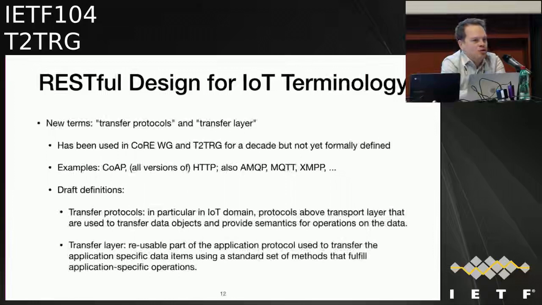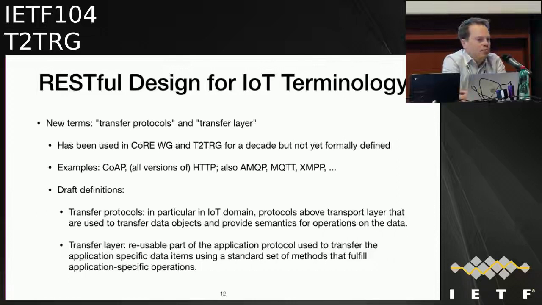So I mentioned some additions to the terminology. We are planning two new terms there, transfer protocol and transfer layer. And actually, these are not really new terms. We've been using these in the core working group and research group probably for up to a decade already now. But it turns out we never formally defined what we mean by a transfer protocol or transfer layer. Some examples of these protocols are especially CoAP and all versions of HTTP, so our RESTful suite of protocols, but also other protocols that you could use in an IoT system, like AMQP, MQTT, XMPP, for example. They all have similar characteristics that you could describe as a transfer protocol.